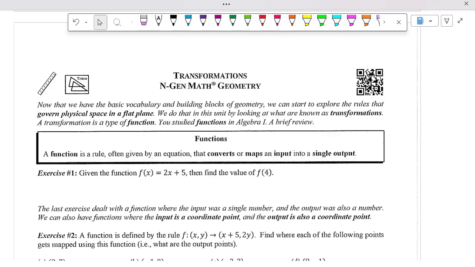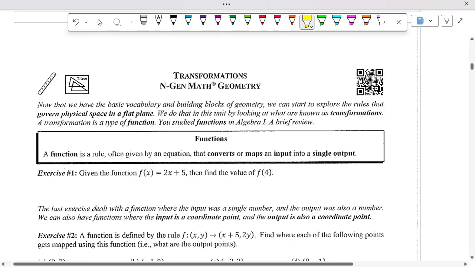So first off, let's talk functions. You've been learning this since math 1. You've been learning this even in middle school. So a function is a rule often given by an equation that converts or maps an input into a single output.